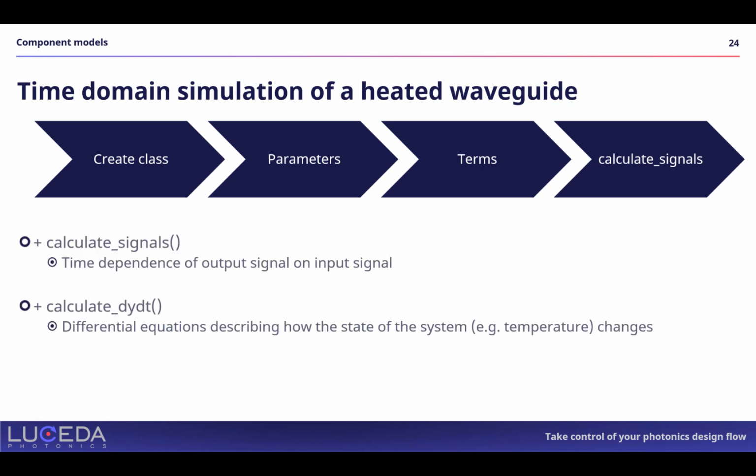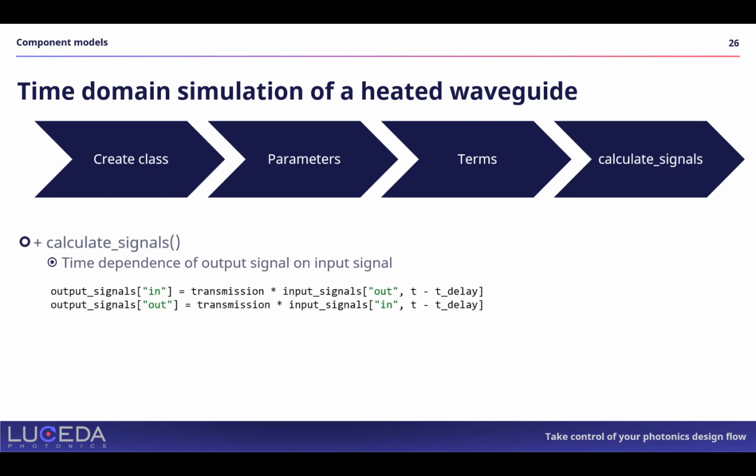We now have two additional methods available to us: calculate_signals and calculate_dydt. For calculate_signals, it captures the time dependence of the output signal on the input signal. In this case, we take the length and group velocity of the waveguide into account to calculate a time delay. Calculate_dydt includes differential equations that describe the state of the system, for example the temperature, but we won't use this in this example. We will implement the time dependence using the following method, where the output at each port is determined by the delayed and scaled input signal from the other port accounting for transmission.